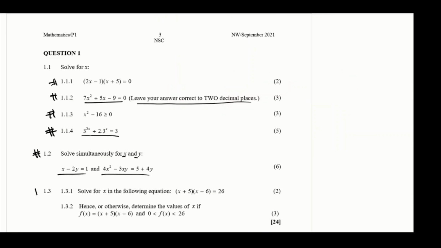So now we're going to solve 1.3. 1.3.1 says solve for x in the following equation. So you have this expression here and you're asked to solve for x. We have x plus 5 and x minus 6 equals 26. To solve for x, we first have to find the product.